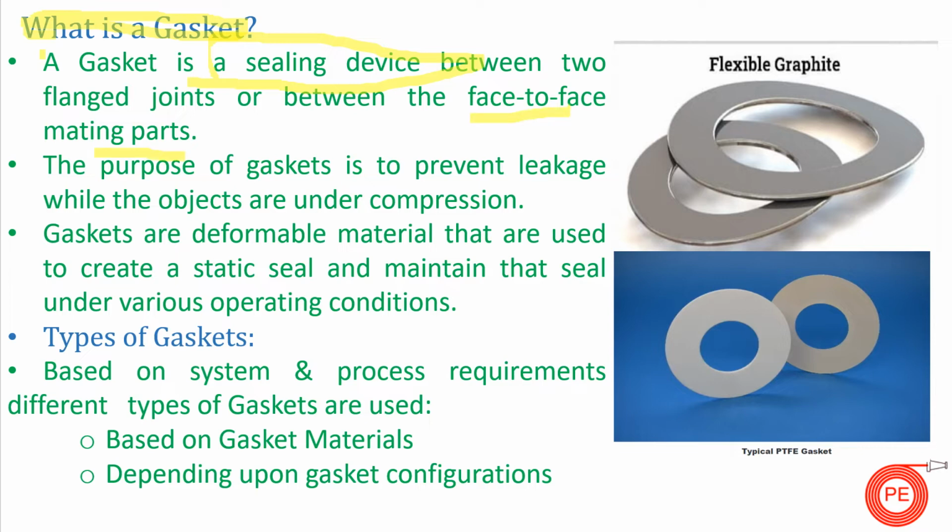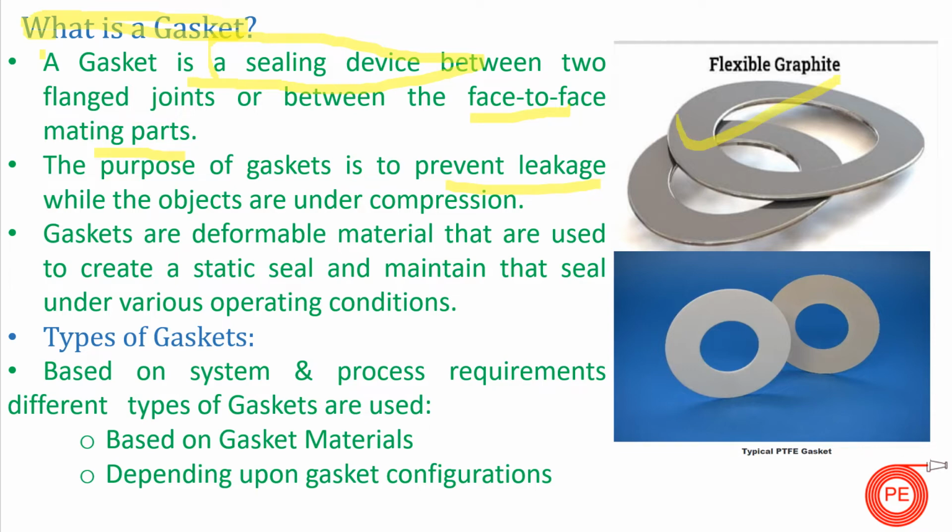So what is the purpose of gaskets? The gaskets are used to prevent leakage because suppose in a flange to flange connection there may be some oil connections or some oil may be stored between the two body parts. So in a metal to metal contact there will be always chances of leakage. So to prevent that leakage, gaskets are used.